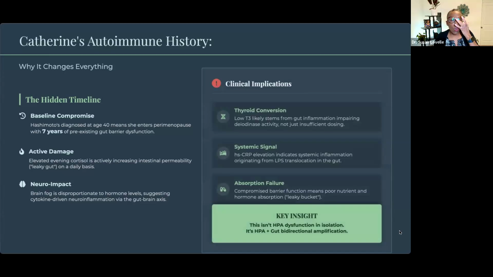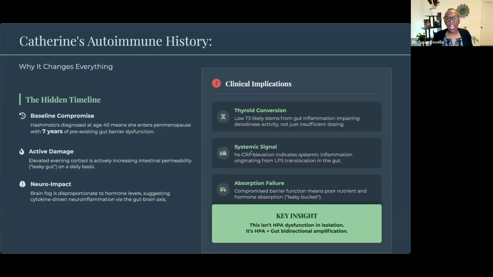So clinically, what does this mean for us? This low T3, not just because she's not getting enough, but because she's been on this dose for years and it's been fine. And all of a sudden it's not, or it doesn't seem to be. But also that conversion of the T4 to T3 seems to be having a problem.